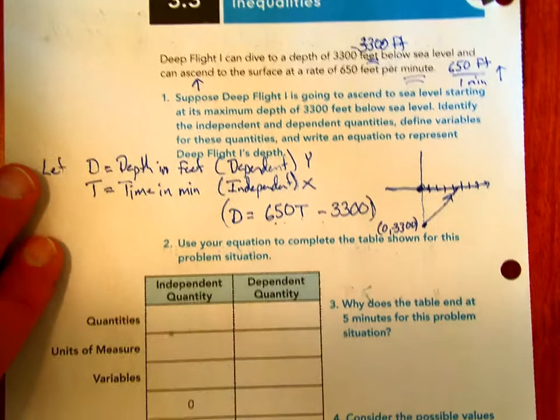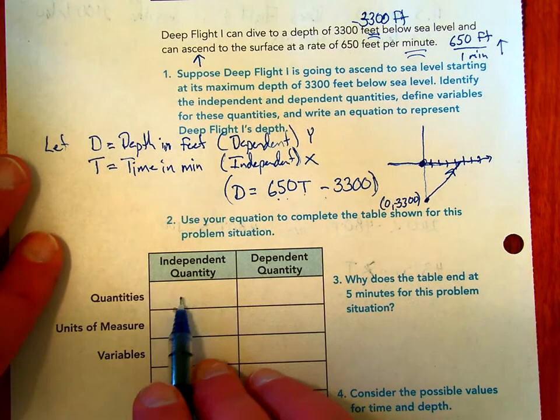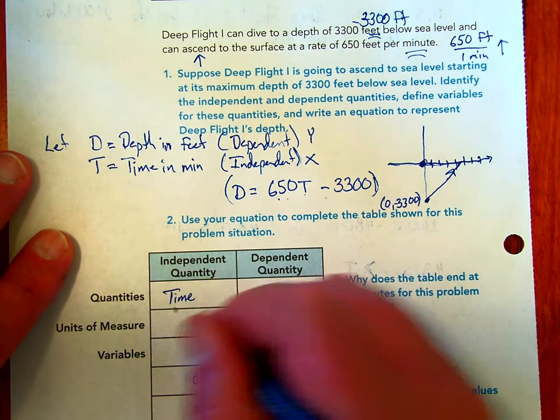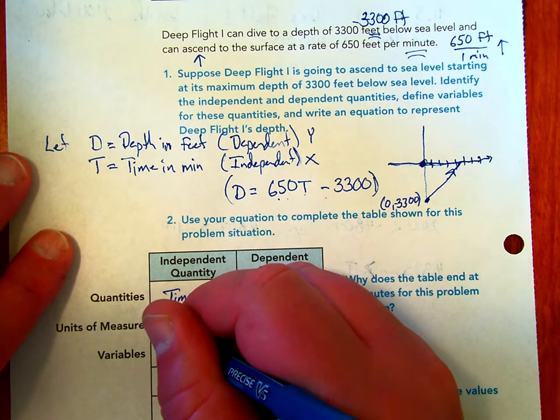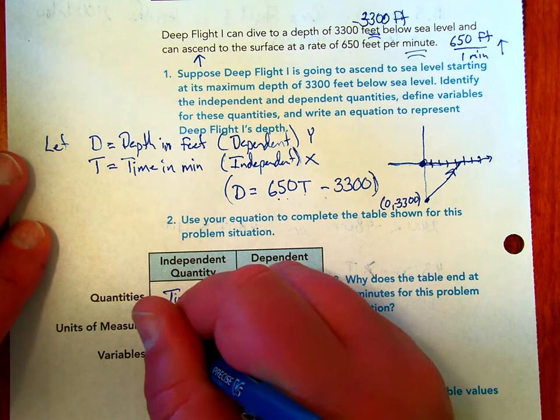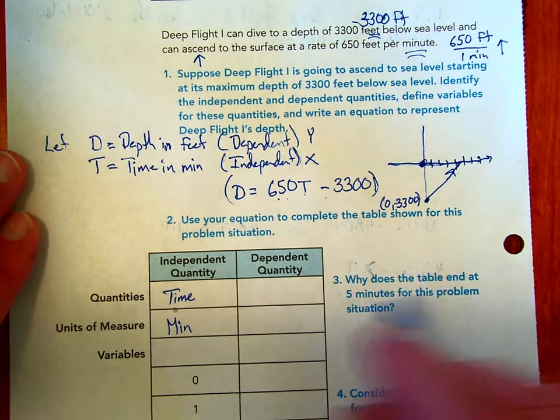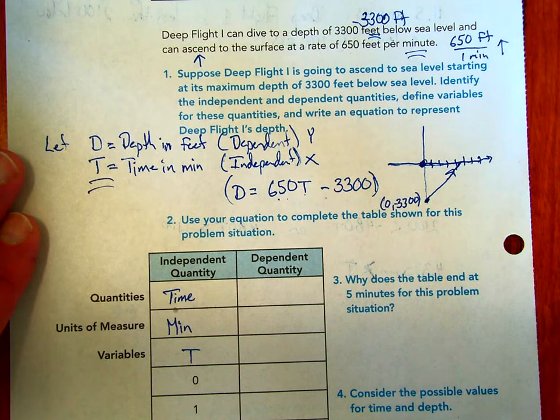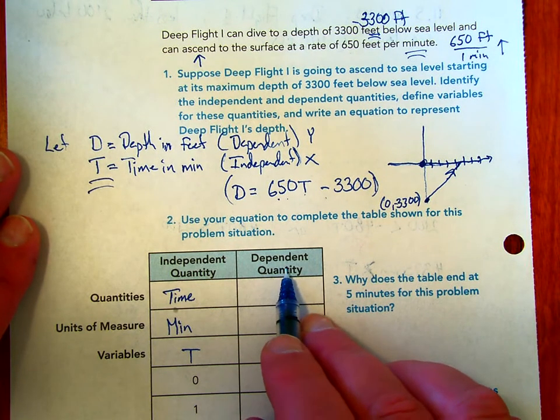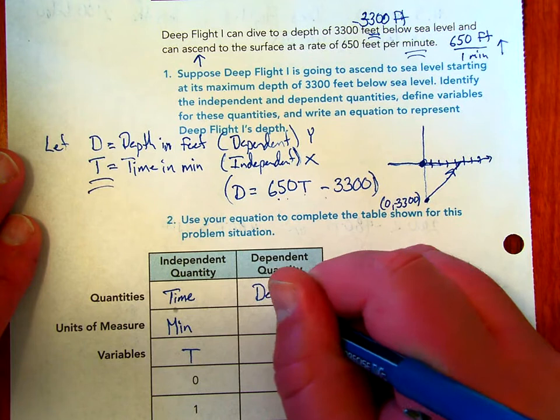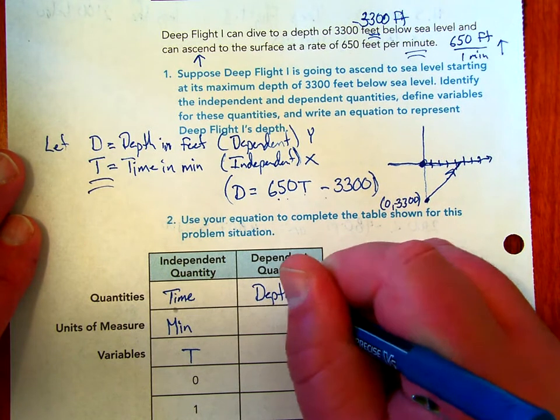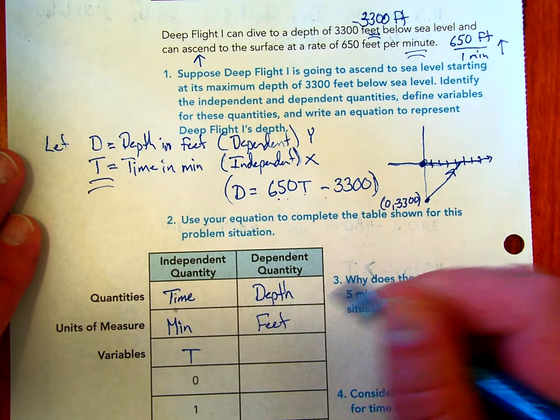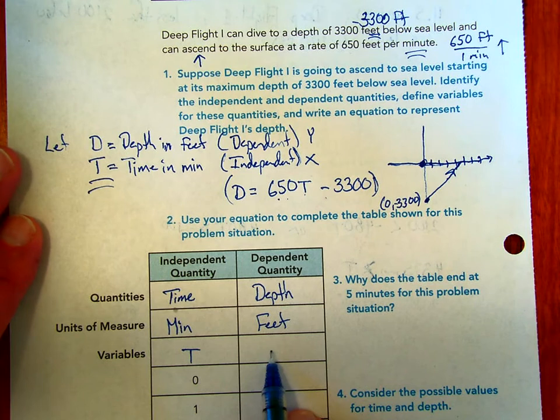So what quantities are we dealing with? Our independent quantity, we said, was time. What unit of time are we dealing with? Seconds, minutes, hours, days, weeks, years. In this case, we're dealing with minutes. And what variable did I use to represent time? I used a capital T. What dependent quantity are we dealing with? Depth. What is depth being measured in? What unit? Feet. And what variable did we use to represent depth? D.